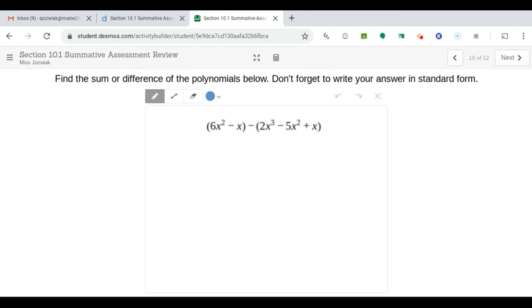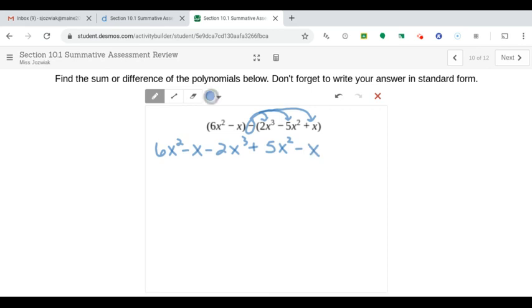This one, we can see that there is a negative sign here, and so we're going to be finding a difference since we're doing a subtraction problem, which means we have to distribute this negative inside the parentheses. So we rewrite the first one, 6x squared minus x. That doesn't change at all, but we can drop the parentheses. And then we distribute the negative inside. So minus 2x cubed plus 5x squared, and then minus x.